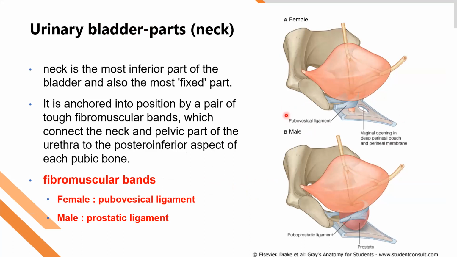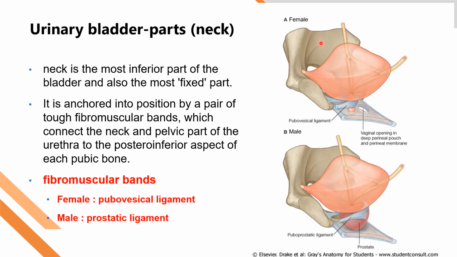The neck of the urinary bladder is the most inferior part of the bladder. It is the most fixed part of the bladder, anchored into position by a pair of tough fibromuscular bands. This fibromuscular band makes the neck of the bladder very fixed.